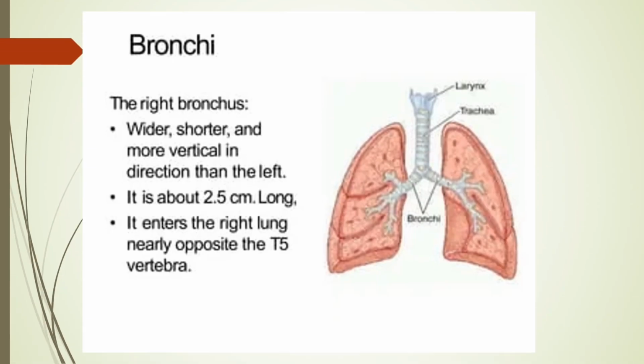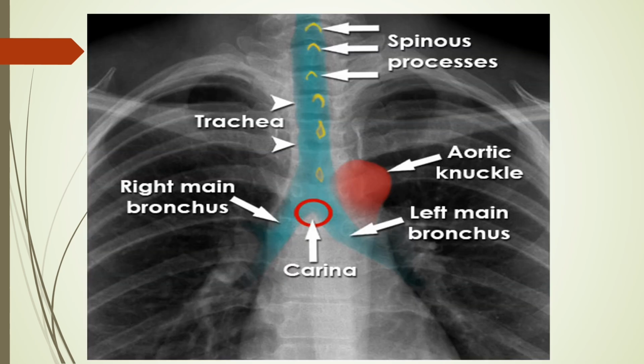Now let's see the size difference between the two bronchi. The trachea divides into the right and left primary bronchi. The right bronchus carries air to the right lung and the left bronchus carries air to the left lung. The right main bronchus is wider, shorter and more vertical than the left bronchus, whereas the left bronchus is narrower, longer and more horizontal than the right bronchus.